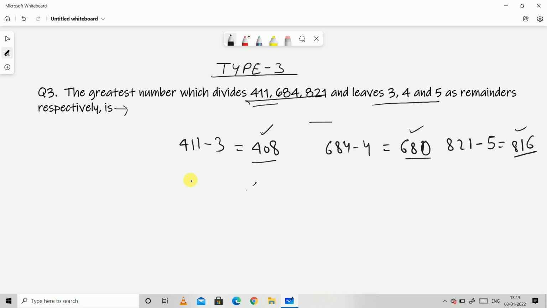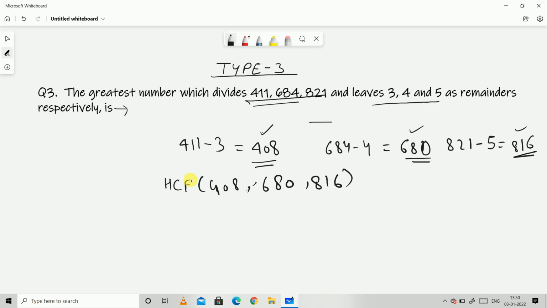So we used to find the LCM of the given numbers and subtract that common difference from the LCM. But here you are not getting a common difference. Here we are getting a different number in each case. So in case of HCF, where we are getting a different number in each case, you just need to find the HCF of these numbers obtained. So you need to find out the HCF of 408, 680 and 816.